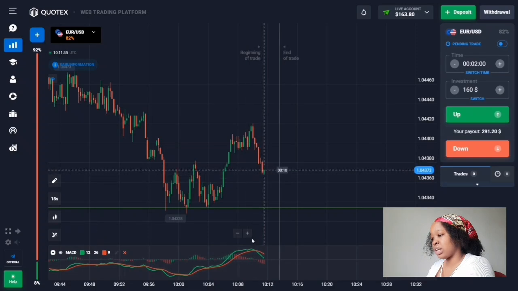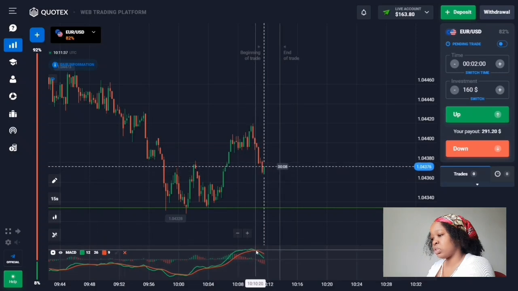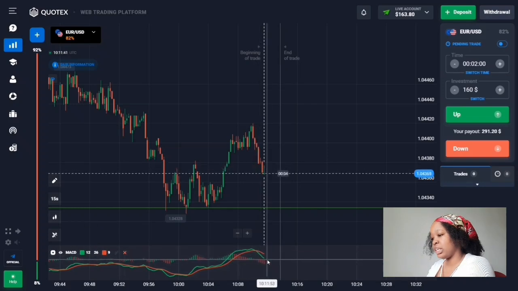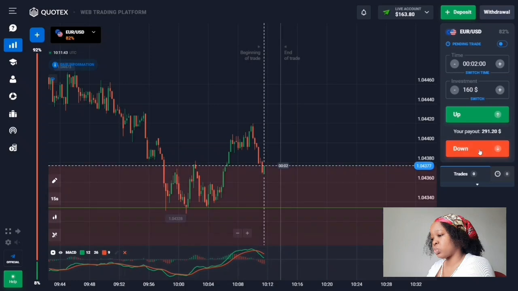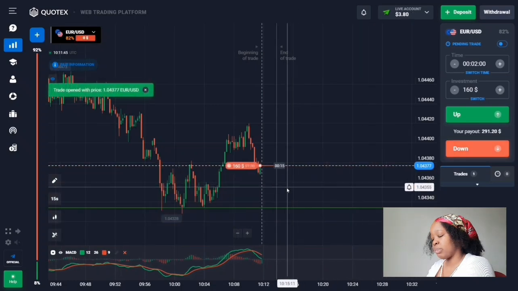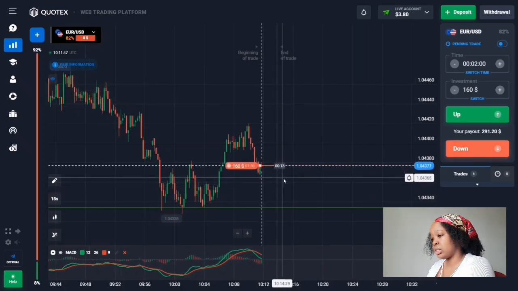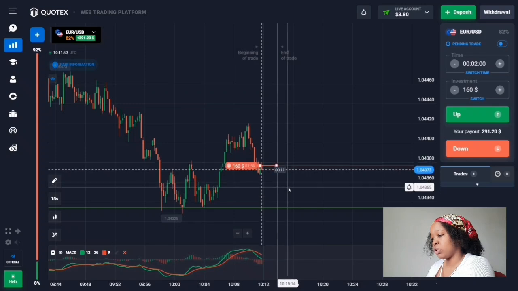The moving averages have crossed each other, and on the horizontal zero line there is a red histogram appearing, and each bar is longer than the previous one. So I will enter the market here for 2 minutes with a down trade, because the price will trend to this level because it has the strength to go down. So let me wait and see the results of this trade.